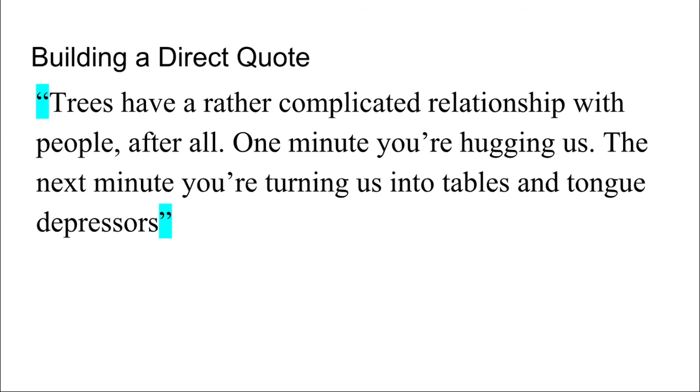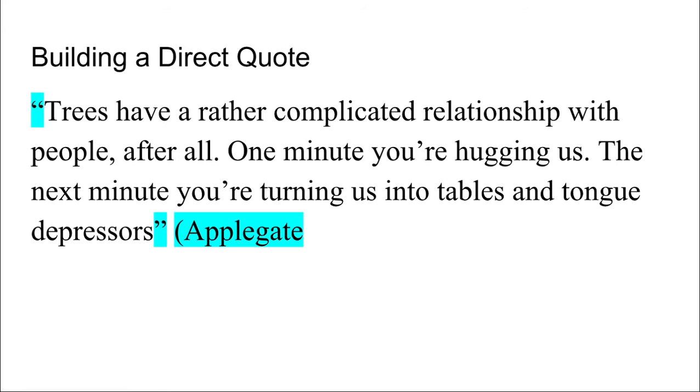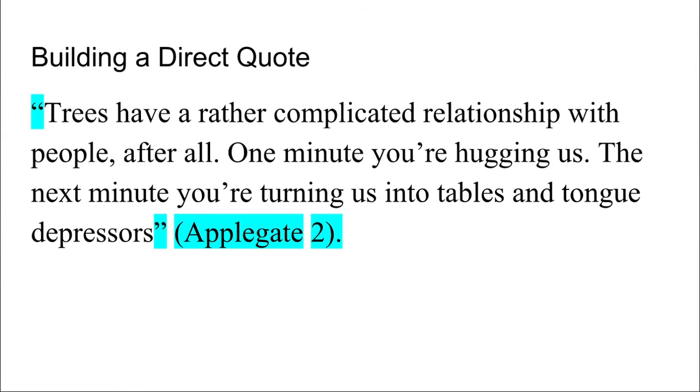"Trees have a rather complicated relationship with people, after all. One minute you're hugging us, the next minute you're turning us into tables and tongue depressors." Then, in our parenthetical citation following the quote, we name the author, space, and give the page number of the quote within the parentheses. We conclude by closing the sentence with a final period. In this example, the author was not mentioned in the sentences preceding the quote, so we need to tell the reader in the parenthetical citation.